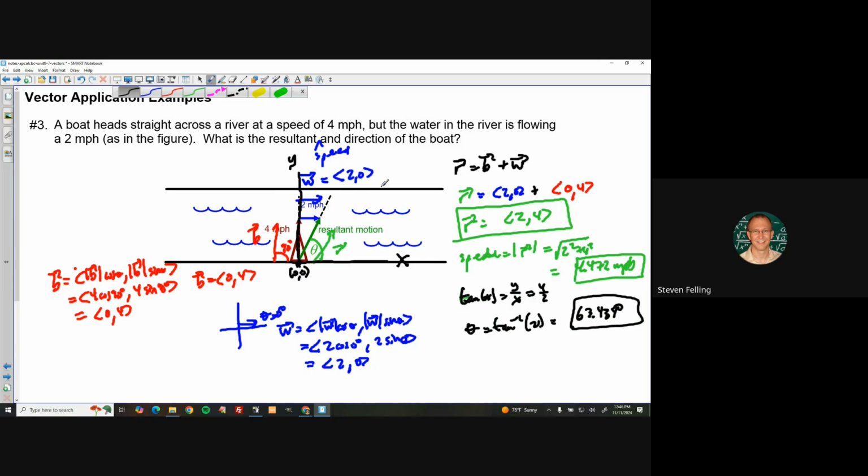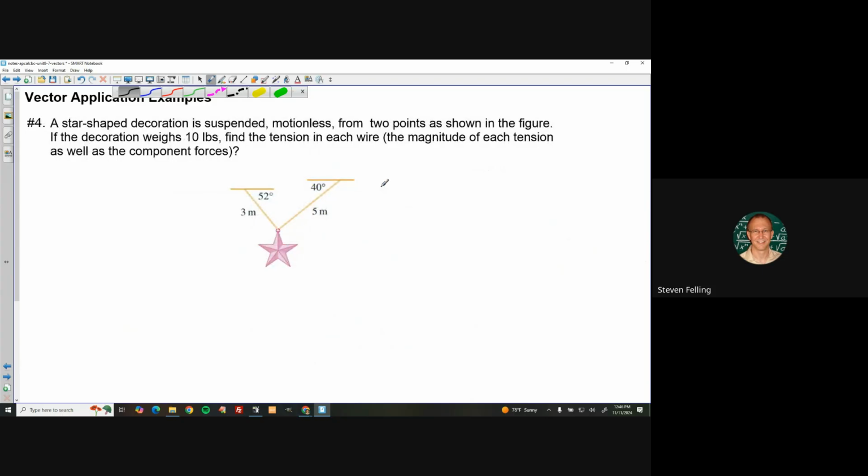Okay, the last example to finish up this video is going to be something where something's not in motion. So we're going to use vectors to represent forces. All right, so let's say a star-shaped decoration is suspended motionless from 2 points as shown in the figure.